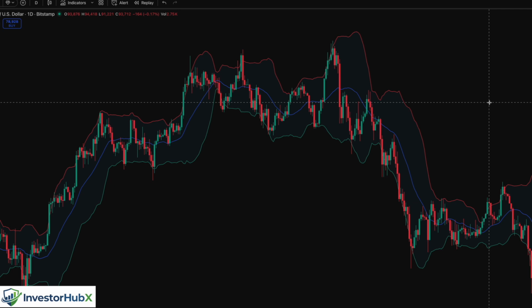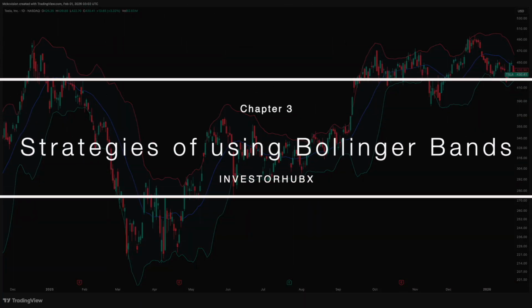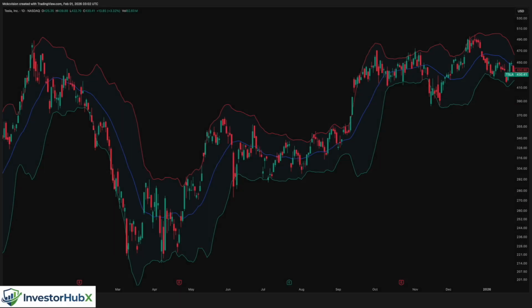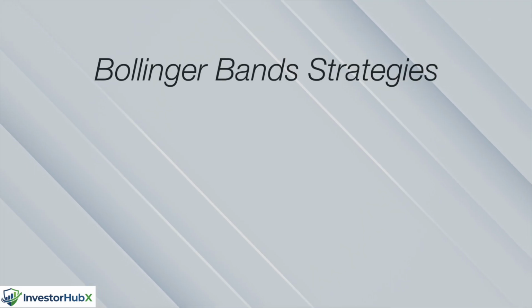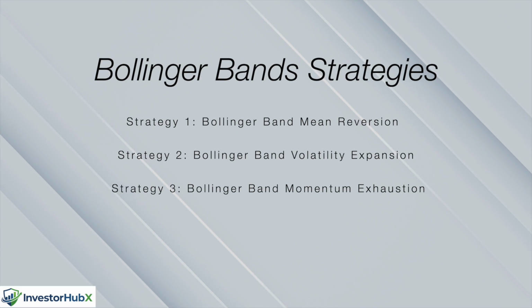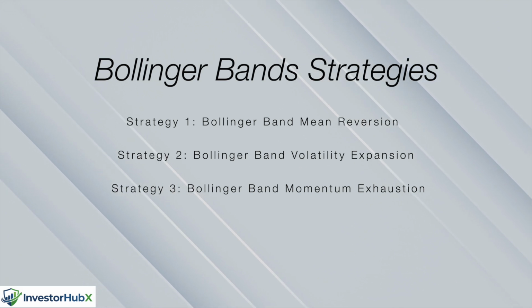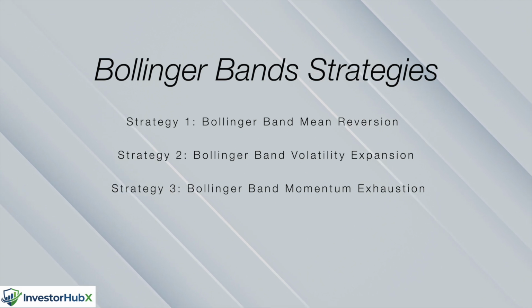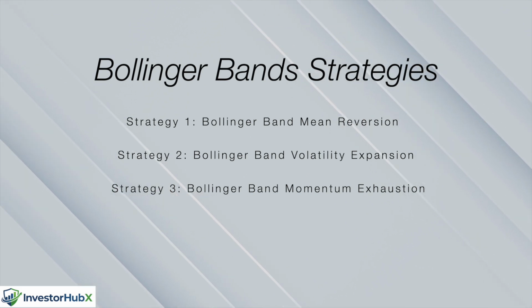Now that we have Bollinger Bands on the chart, let's move on to how traders actually use this indicator. Now that we understand what Bollinger Bands are and how to apply them, let's talk about how traders actually use Bollinger Bands in real market conditions. In this lesson, we'll cover 3 practical Bollinger Band strategies. These are not predictive systems. They are frameworks that help us read volatility, momentum, and market structure.